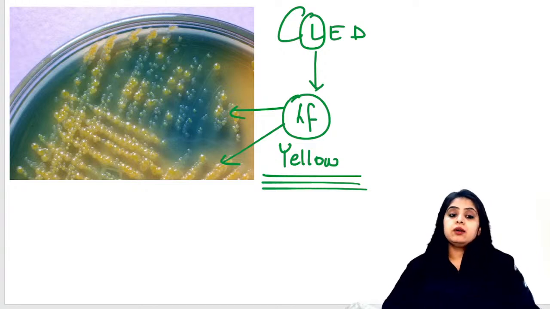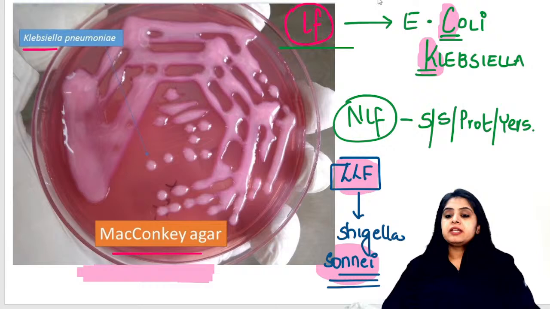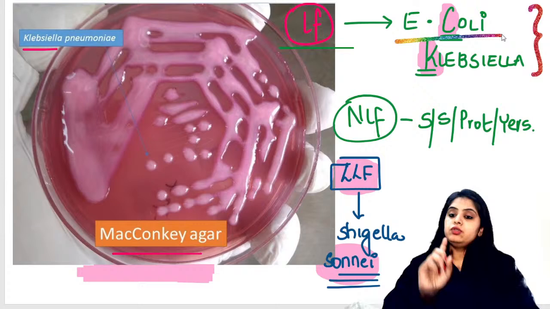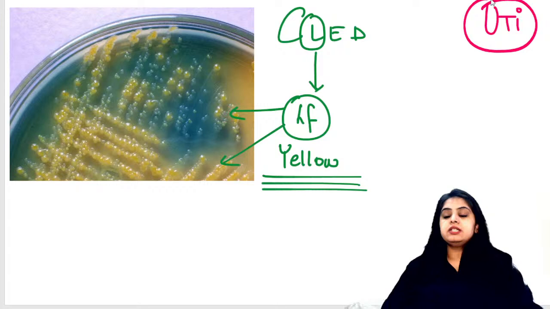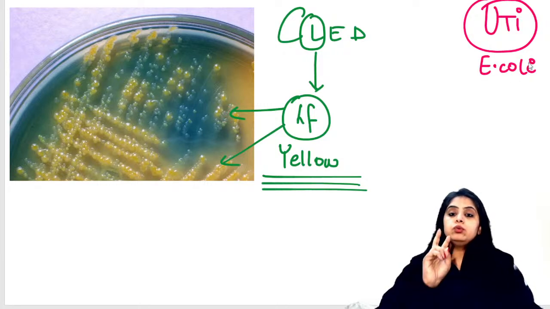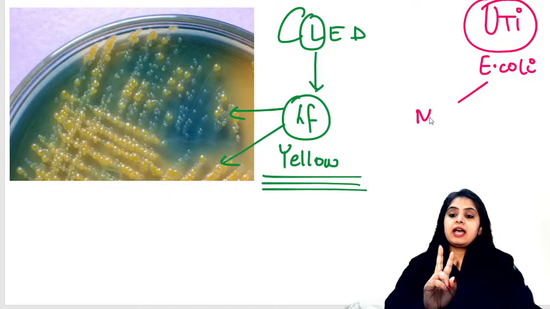Now what question will come? What are you trying to find out? E. coli and Klebsiella. How does a patient of E. coli come? An E. coli patient comes with two things, either UTI or diarrhea. As simple as that. Let's say an E. coli patient has come to you with UTI. You say, okay, if the UTI is because of E. coli, I have two things for lactose fermenter: either a MacConkey agar or a CLED media.